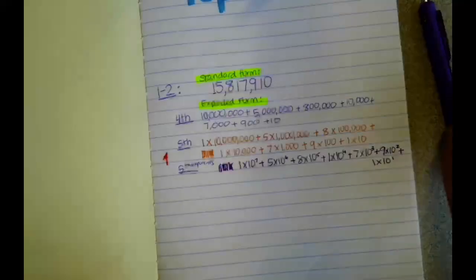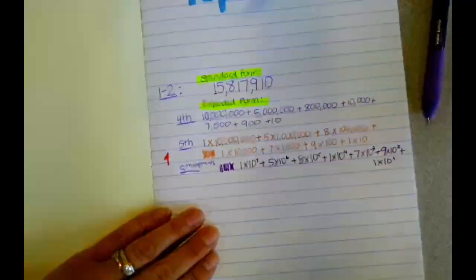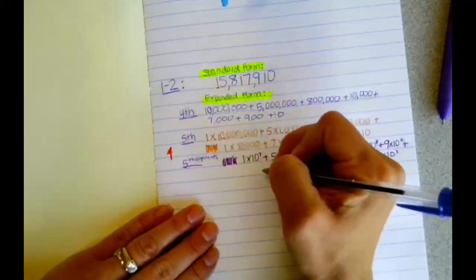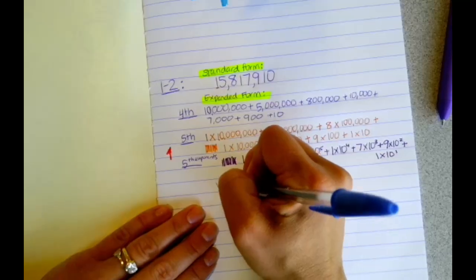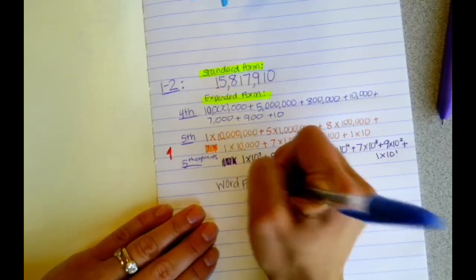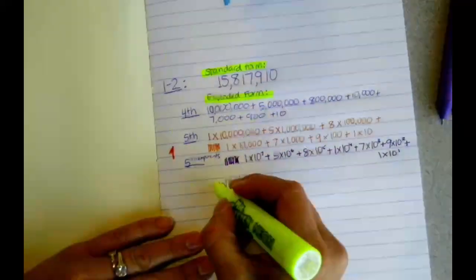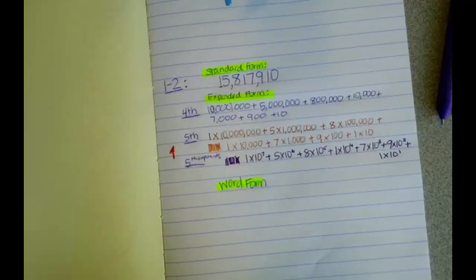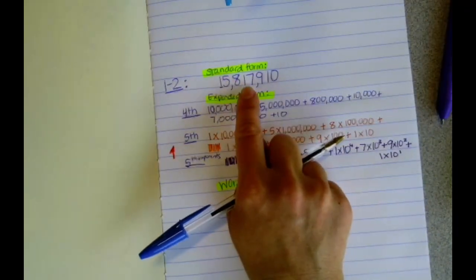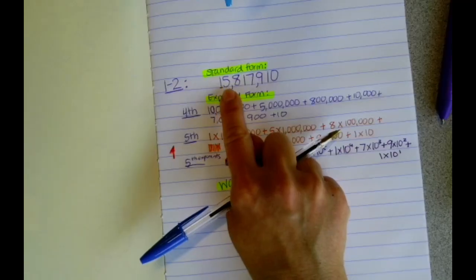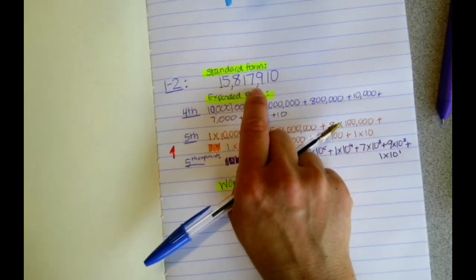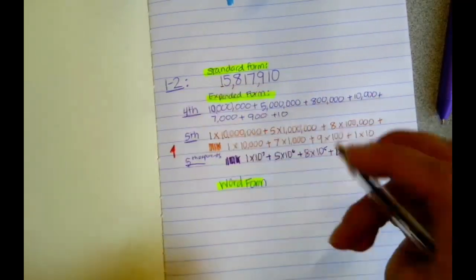Now it's time for the last one, which is number name or word form. Word form is for just saying the number as it is in standard form. So this will be 15,817,910.